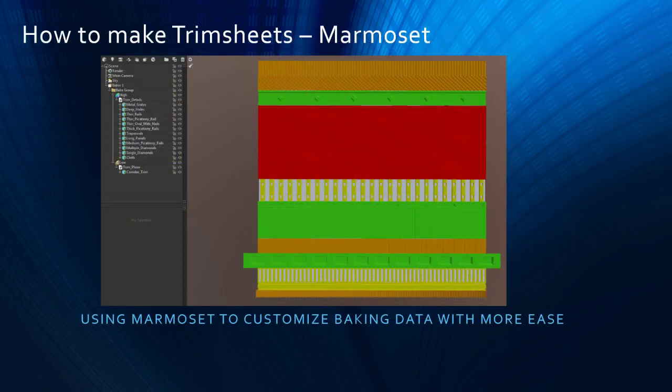For my baking choice, I decided to use Marmoset because of its power and very comfortable customization. I needed to be able to adjust the cage for each trim detail that I had. As you can see on the left side of the picture, there are probably about 10 different trim details, and each one had a different amount of texture detail that I wanted to focus on. So I could adjust the cage if I needed to.